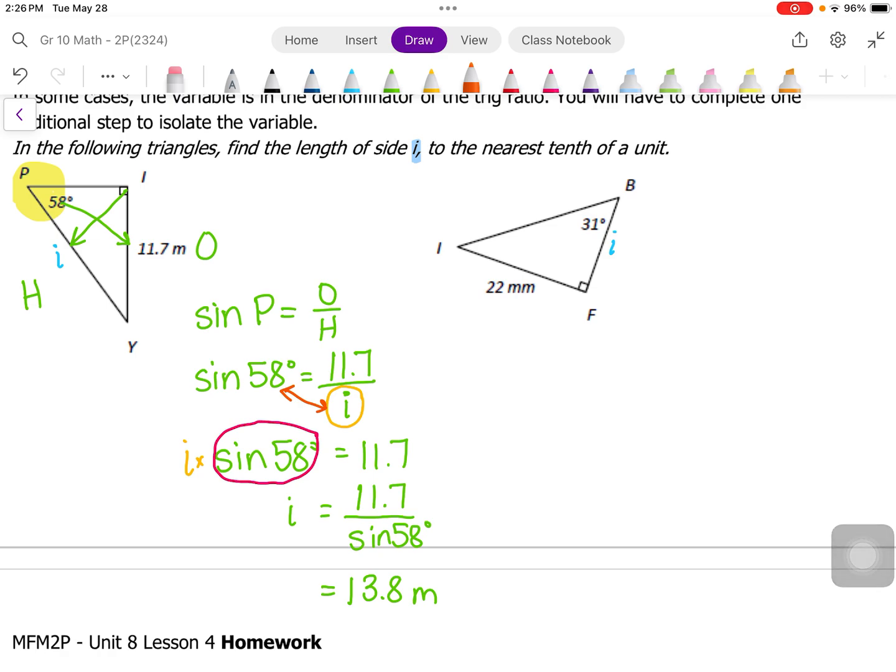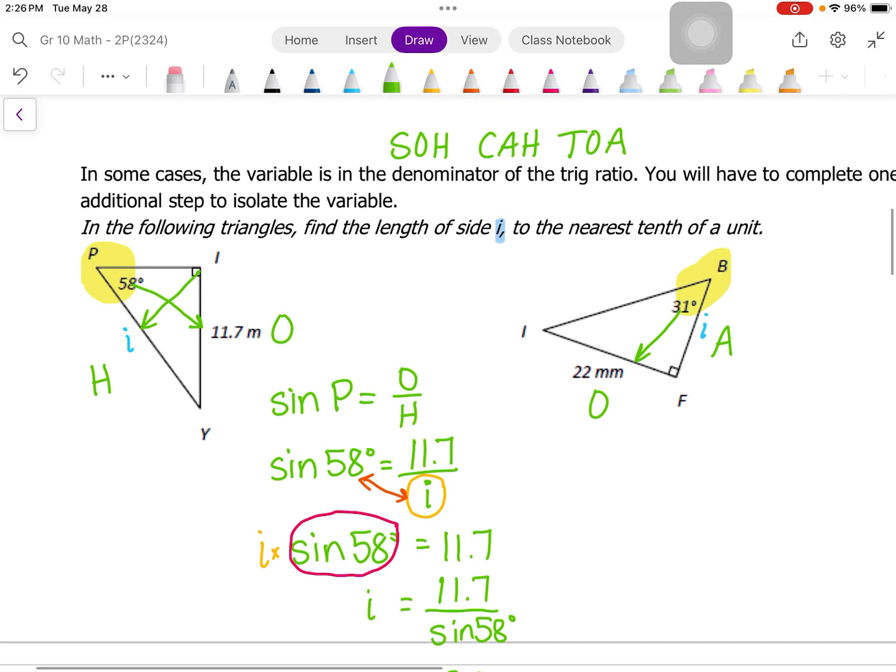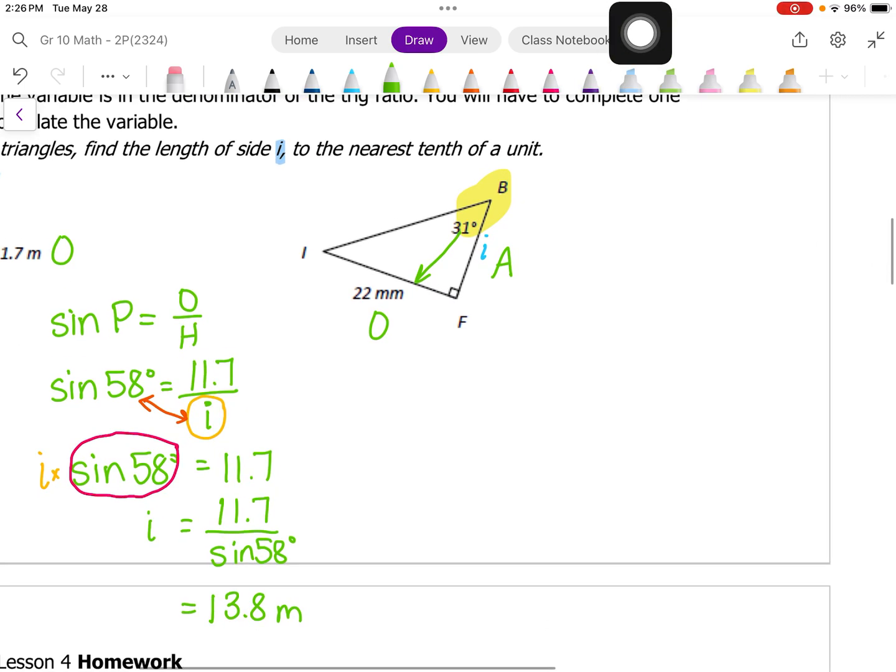This time my reference angle is B over here. The 22 millimeters is opposite from that angle, so that's the O. And the hypotenuse is opposite from the right angle. I don't know that. So the other side that I have here, I, that I want to find, is the adjacent. And if we look here, opposite and adjacent is our tangent trig ratio. So the tan of angle B is equal to opposite divided by adjacent.